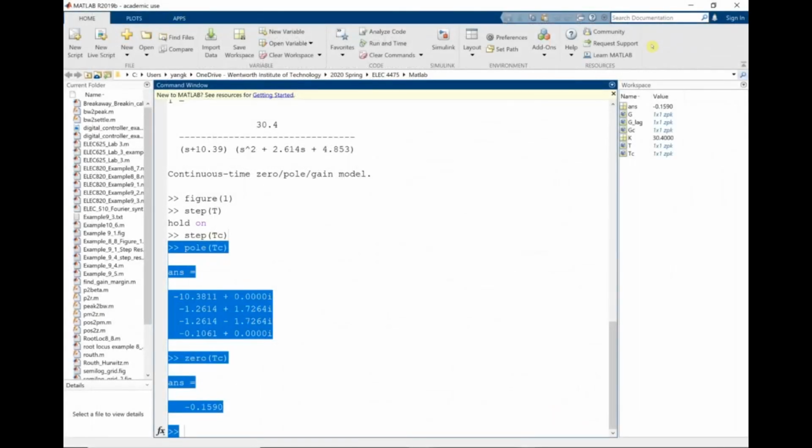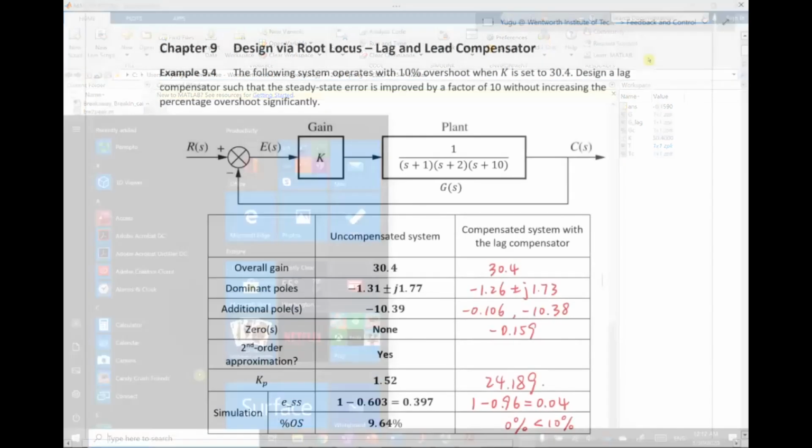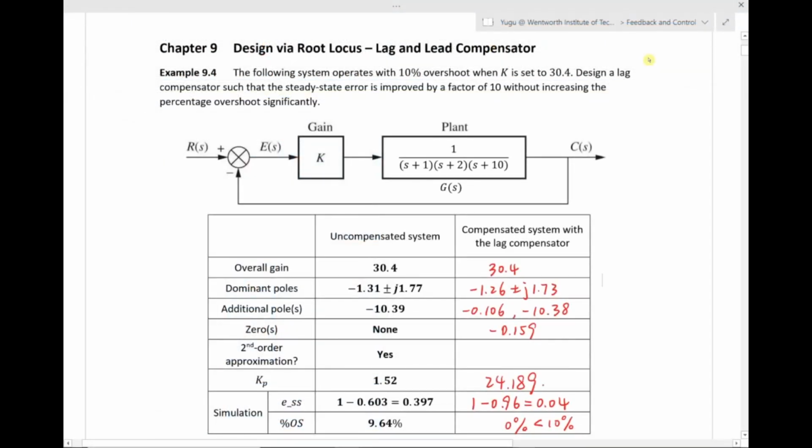The compensated system has 4 closed loop poles. 2 are complex, the other 2 are real, and it also has a closed loop zero. When I put the closed loop poles and zero in the table, I chose the complex poles to be the dominant closed loop poles. So the closed loop pole at negative 10.38 is more than 5 times farther from the j omega axis than the dominant closed loop poles. Therefore, this closed loop pole is going to have very negligible impact on the time response.